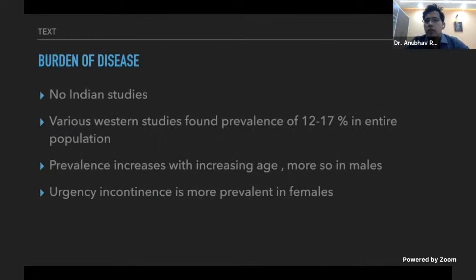So, what is the burden of disease in India? Actually, in India, there have been no prevalence and incidence studies, but various Western studies have been done, which have found a prevalence of around 12 to 17% in the entire population. So, this is a huge number. You can imagine 100 people randomly. You pick up 100 people, and out of those, at least 15 to 20 of them will be having symptoms which can be attributed to OAB. Prevalence increases with increasing age, more so in males, and urgency incontinence is more prevalent in females.